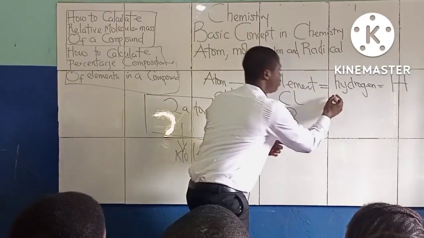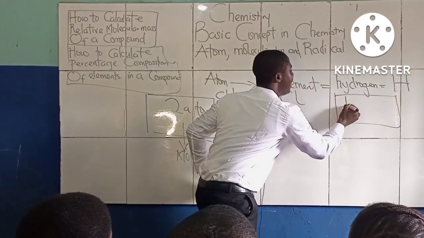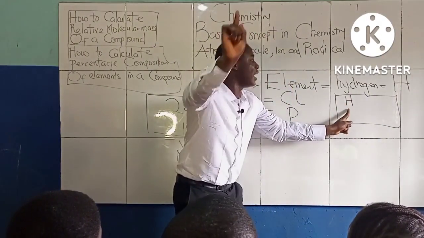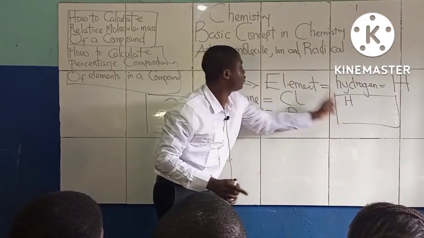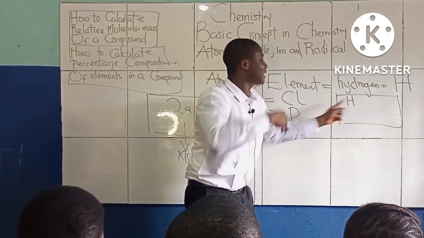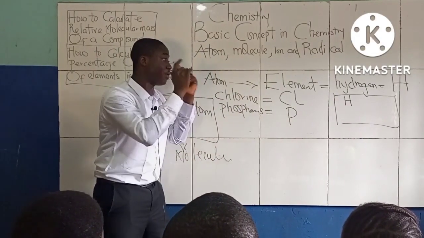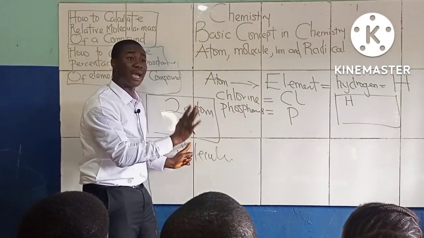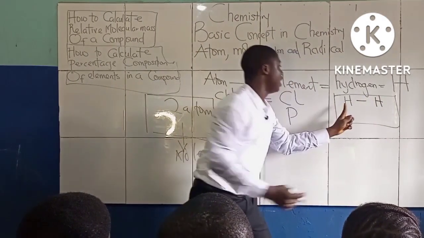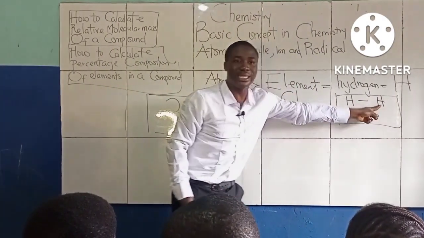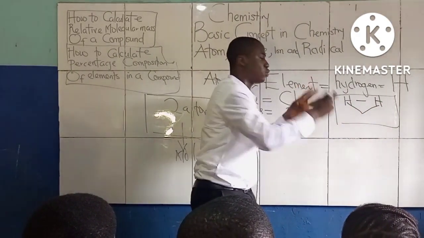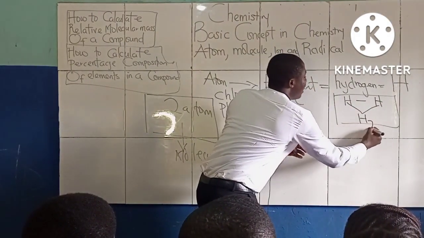Using the same hydrogen, whenever you see the symbol H, what will you call this? Is it hydrogen atom or hydrogen molecule? Hydrogen atom. Very nice. I told you that a molecule is made up of at least how many atoms? Two atoms. Let's say we are having two atoms of hydrogen. This is one atom of hydrogen, and this is another atom of hydrogen. When I join them together, I have H2.